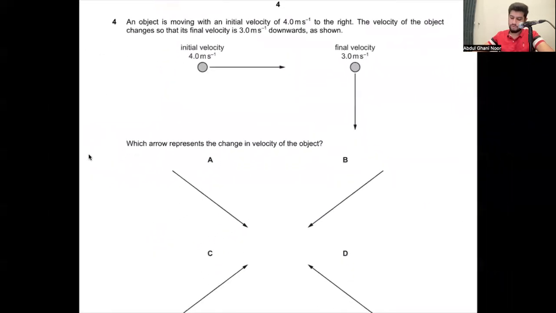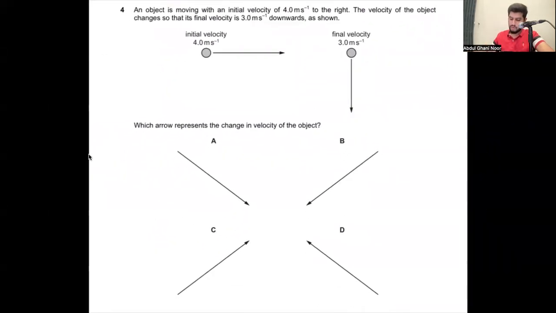Question 4. Question 4 says an object is moving with an initial velocity of 4 meters per second to the right. The velocity of the object changes so that its final velocity is 3 meters per second downwards as shown. Which arrow represents the change in velocity of the object? So what is the formula for the change in velocity?